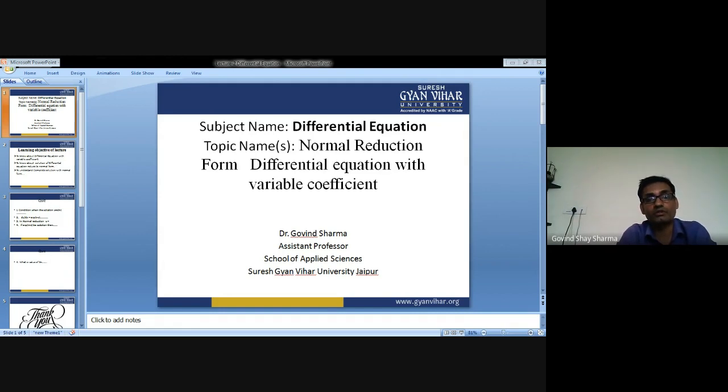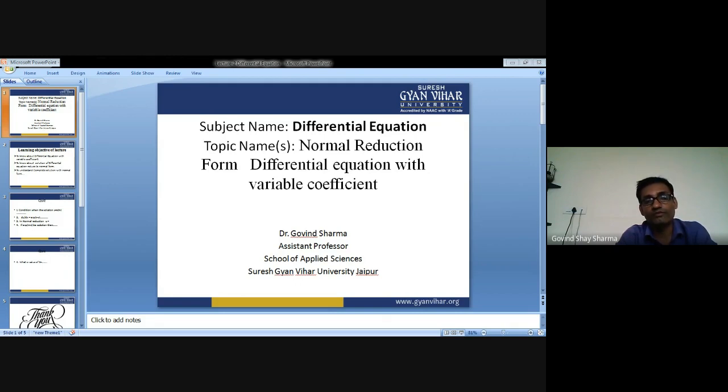Now we are going to start the normal reduction method. What is the normal reduction method? Actually, given a differential equation with variable coefficient, we change it in some particular way to get a linear equation that we can solve. This is called d2v upon dx2 plus Iv is equal to R upon u. This type of equation is called reduction to normal form.